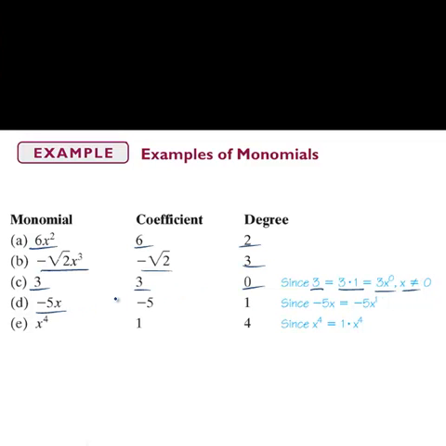We have negative 5 times x, where negative 5 is the coefficient, and you have a power of 1 on the x, so this would be a 1 degree or first degree monomial. We have x to the 4th power. Well, that's a monomial with a coefficient of 1 and a degree of 4.